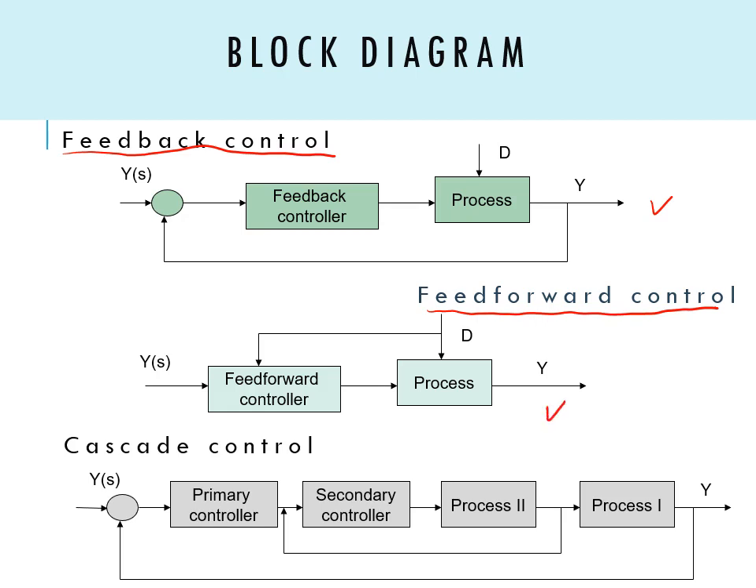And then for the cascade controller, remember the cascade controller consists of two loops, which is the inner loop, also known as the slave, or the secondary loop, and also the primary controller or primary loop, or the master loop. All right, so the inner loop will be connected to the primary controller. So this is how the block diagram for a cascade controller will look like.